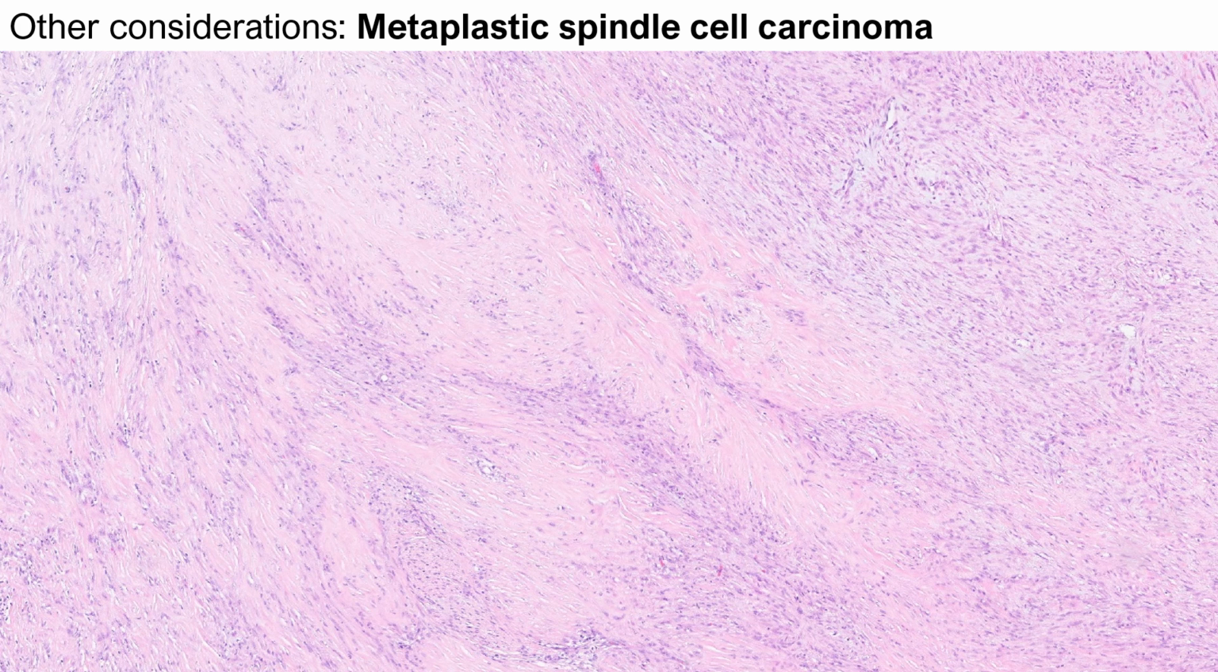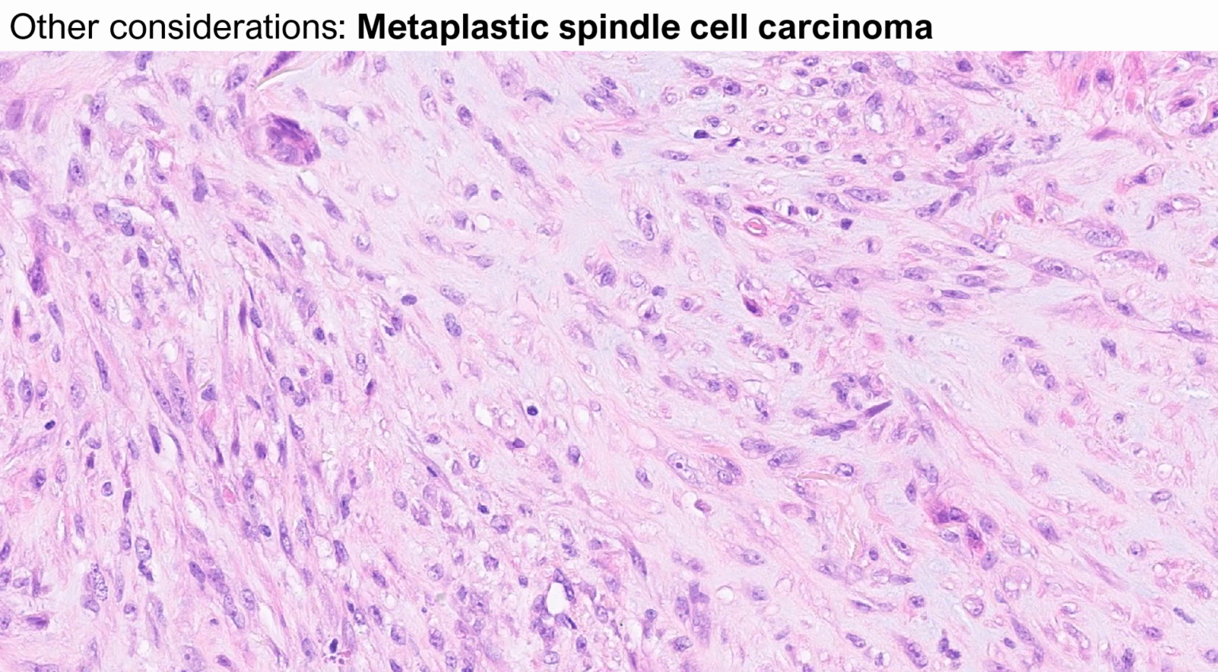So if we take our diagnosis of fibromatosis-like metaplastic carcinoma, what about metaplastic spindle cell carcinoma? We can see that this tumor also has some vaguely fascicular growth, but on higher power, we see that the lesion really has distinctly high-grade cytomorphology. And that is the key distinguishing feature between metaplastic spindle cell carcinoma and fibromatosis-like metaplastic carcinoma. Fibromatosis-like metaplastic carcinoma is definitionally a low-grade tumor, which the tumor seen here is clearly not.